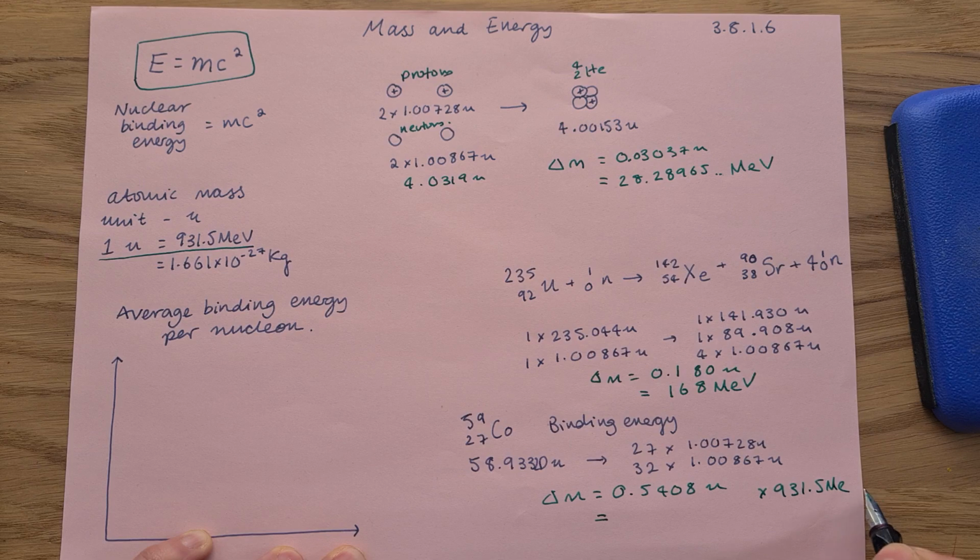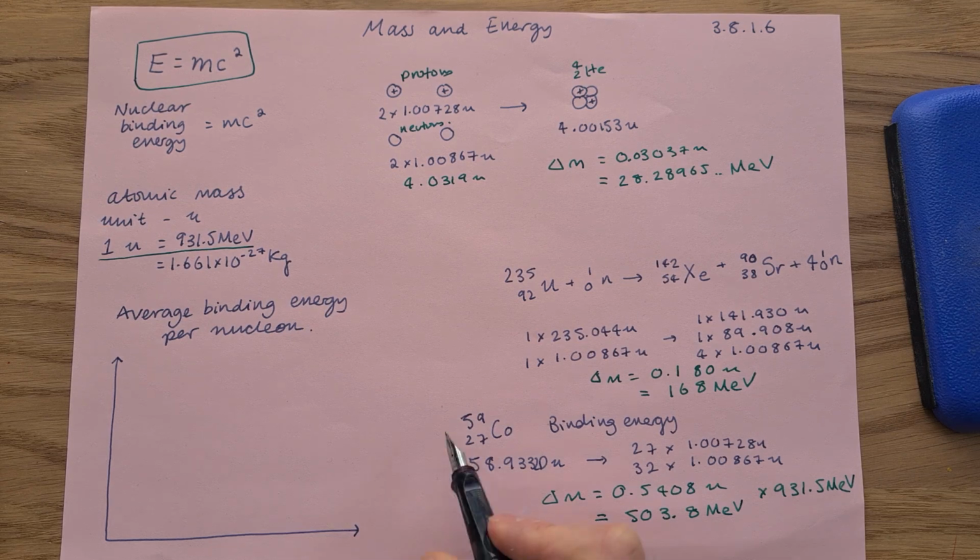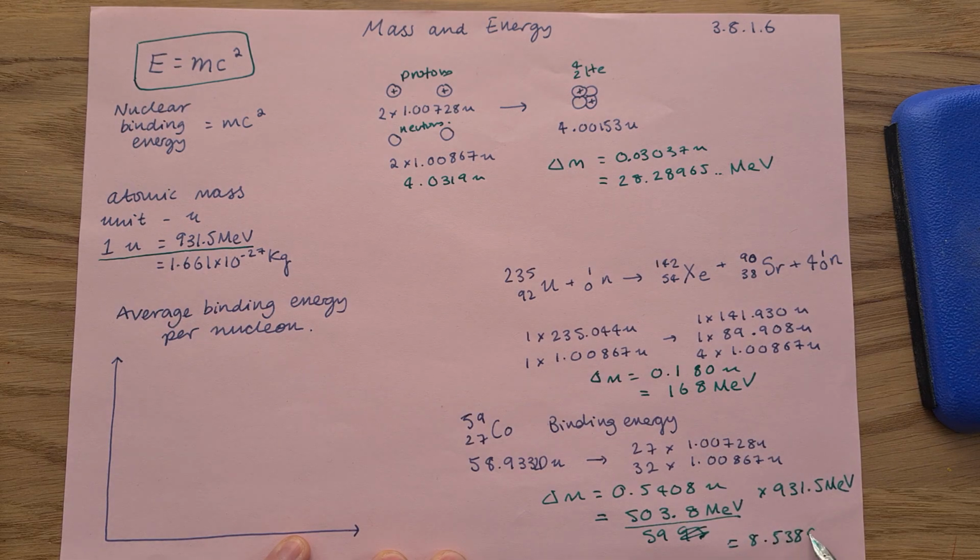So if I multiply that by 931.5 mega electron volts, I'll get it into mega electron volts, which is 503.8 mega electron volts. Now, I can then divide that number by the nucleon number if I wanted to. I'll explain why in a second. So if I divide it by the number per nucleon, I get, in this case, 8.53898 mega electron volts per nucleon, right? That means the binding energy total for that nucleus is 503 or 504 mega electron volts, but actually the binding energy per individual nucleon.